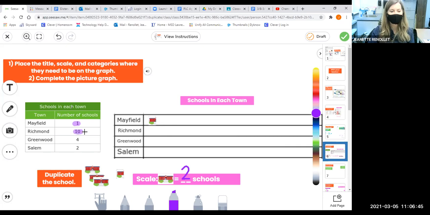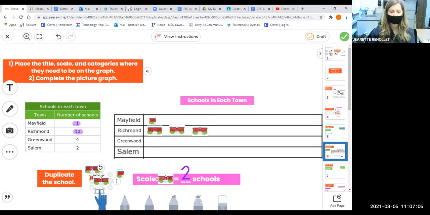Now it's time for Richmond. Richmond has 10 schools in the town. So I know that I can start by counting by 2s. And I can skip count by 2 up to 10 as I move them. 2, 4, 6, 8, 10. Notice how I'm trying to space them out equally.